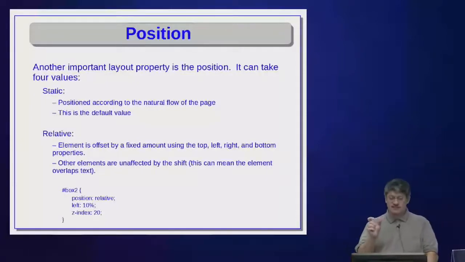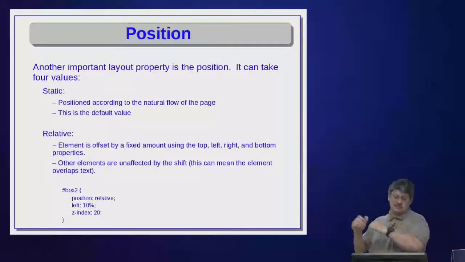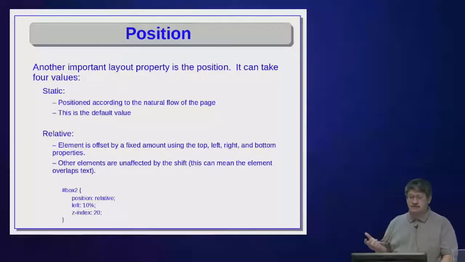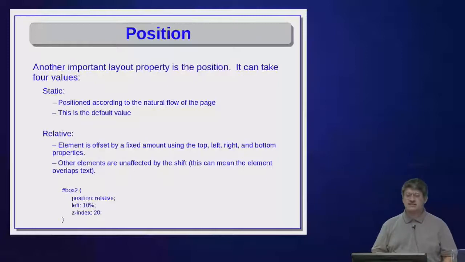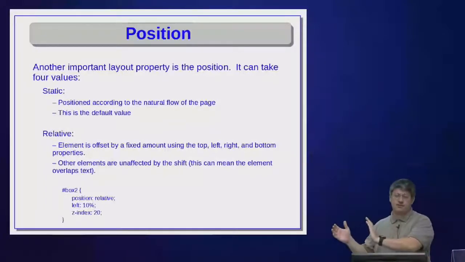And the element will be offset by just a fixed amount. So other elements aren't affected by this shift. It basically pretends that the element is still where it normally would be, but it displays it somewhere else. So for example, if I want to style a div with the ID box2, I could give it relative position, and I could set the left property to be 10%. And essentially what that does is it'll say position this element 10% from the left of the container relative to where it would have been. So it's going to shift it over by 10% of the width of the container.